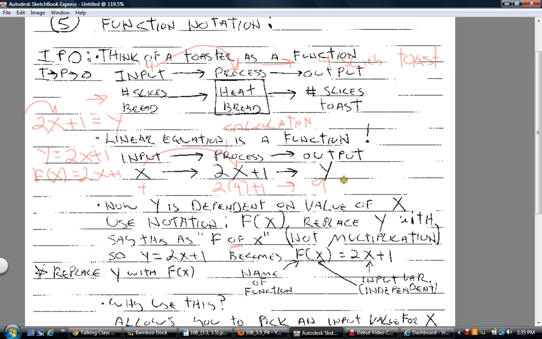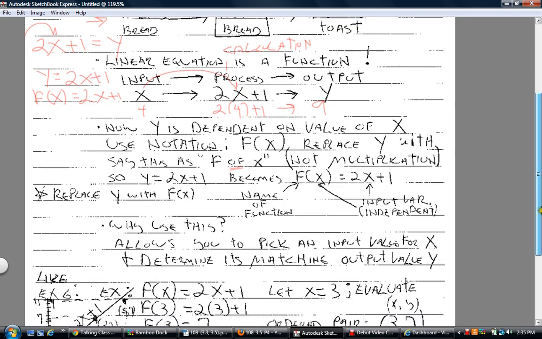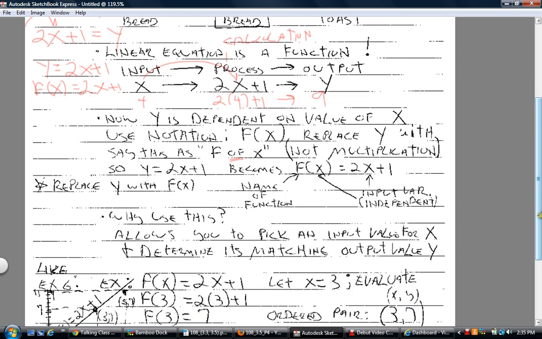How do you use this? How do you handle the power of this function? Why use this? It allows you to pick a specific input value for x and determine its matching output value. This is why we're doing this notation. So let me show you an example here.